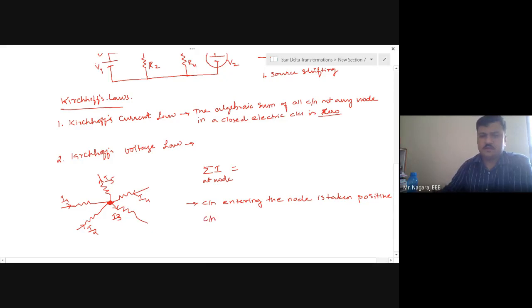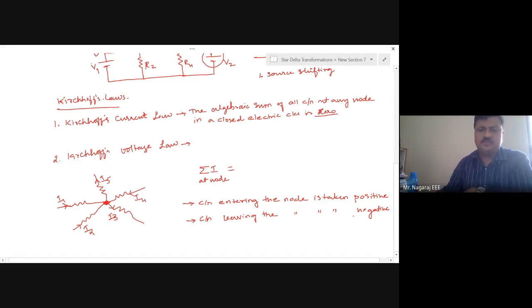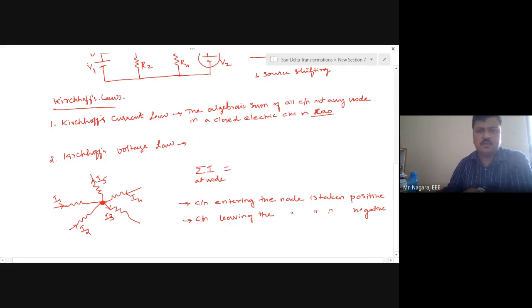Then current leaving the node is taken negative. Please mark this convention. I will be following it throughout the subject. There is no harm even if I consider current entering negative and current leaving positive. But this is the convention I will follow, which is also the same in my notes, so it will be helpful for you to compare your notes with the class content.